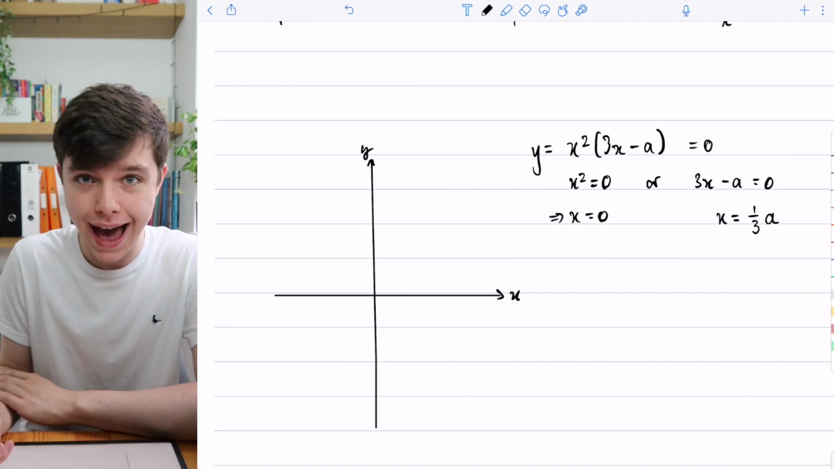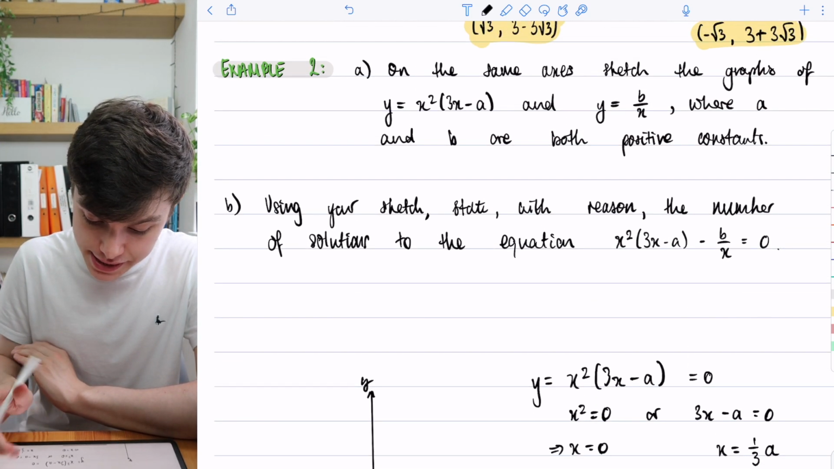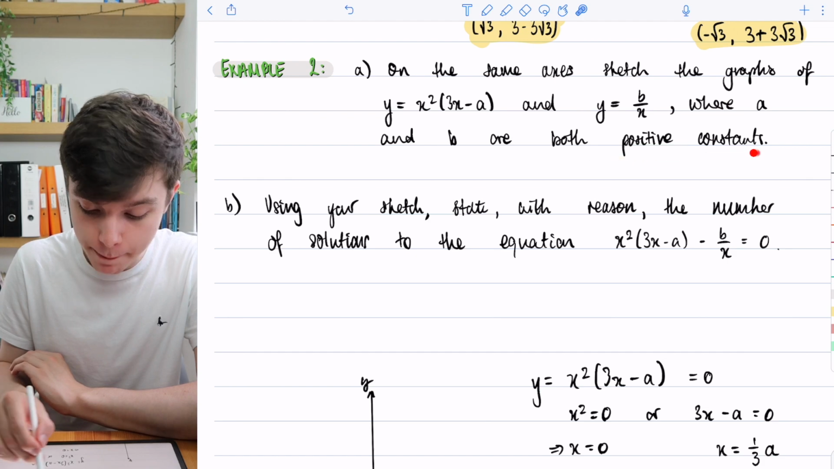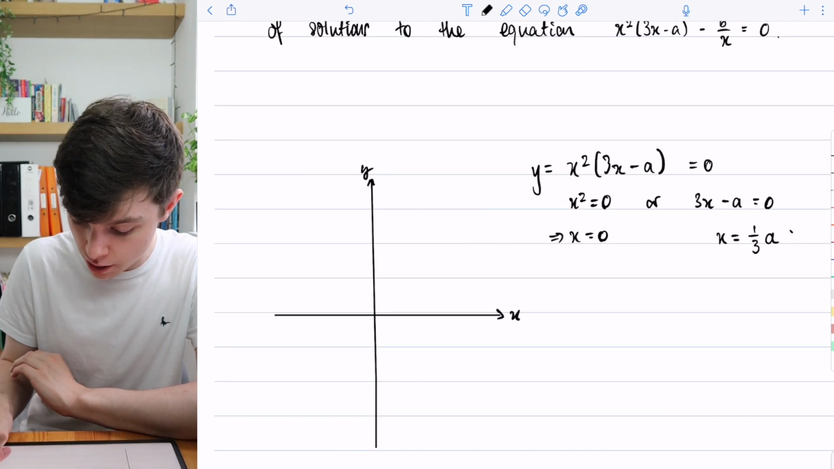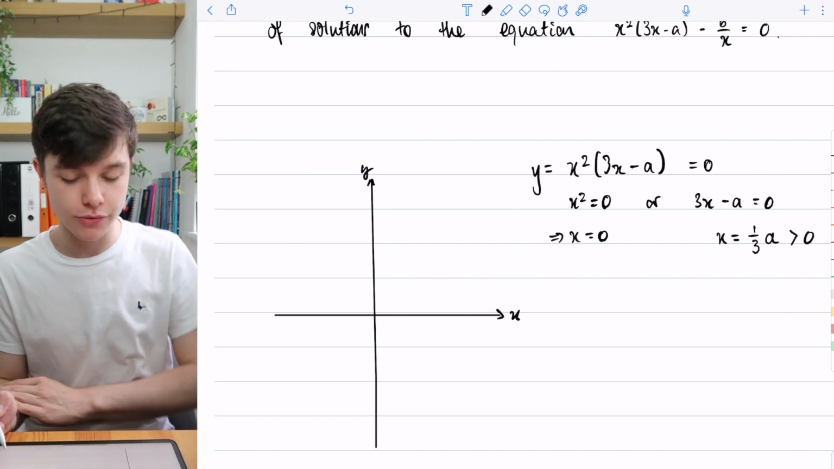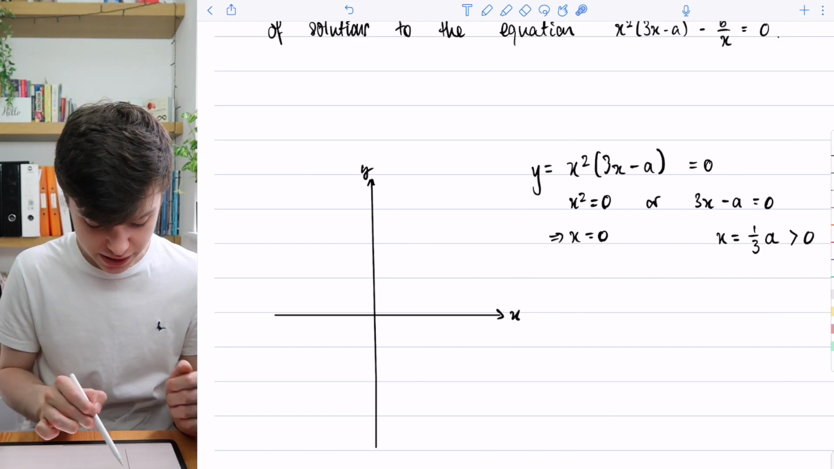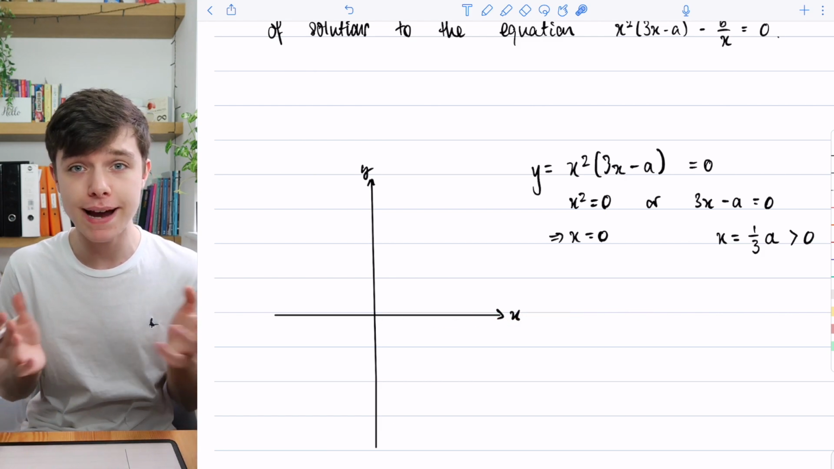Now, it says both a and b are positive constants. So a third of a is also positive, it's greater than 0. So we know this root is going to be somewhere along here, depending what a is.